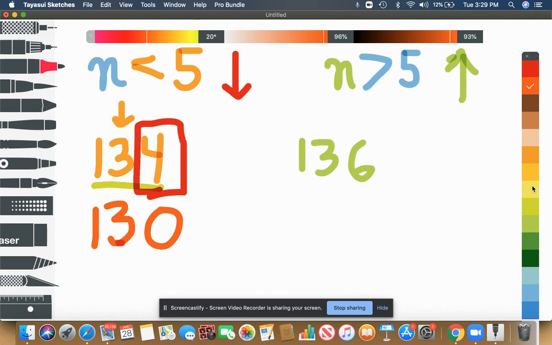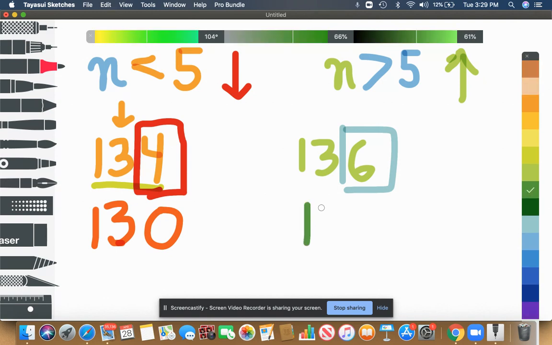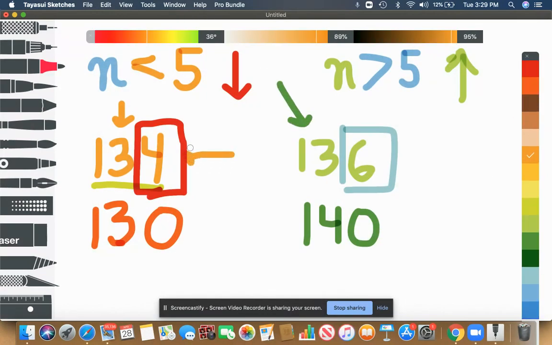In this example here, I have 136. I'm rounding to the nearest 10, so I need to look at my ones digit. It's a 6. 6 is greater than 5. Therefore, I would round this up to 140, because this number here is closer to 140. This number here is closer to 130. That's why I rounded it down.